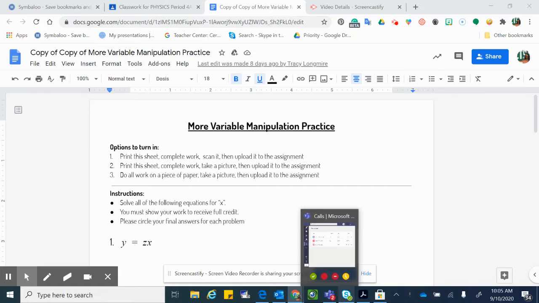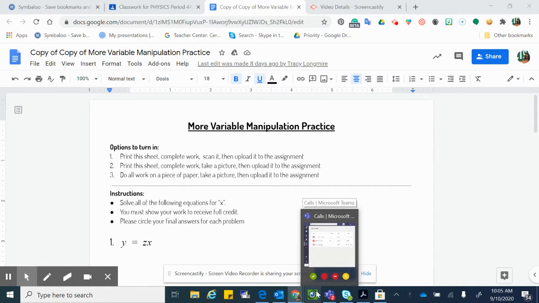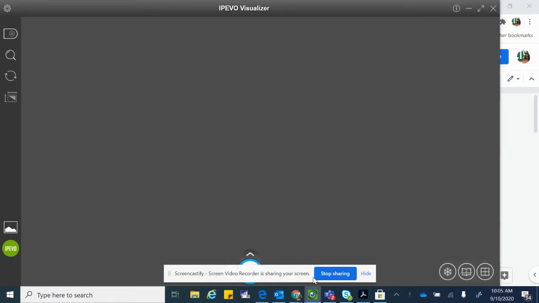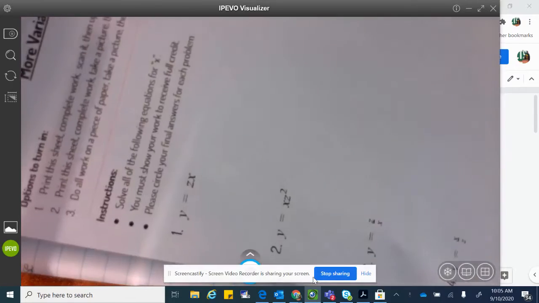Okay, so I am going to be just going over some variable manipulation practice. This is actually for a physics class that I'm in with Mrs. Longmire, but this can be used also for some algebra classes. I'm going to go ahead and switch over to my camera, and this is what the assignment looks like.